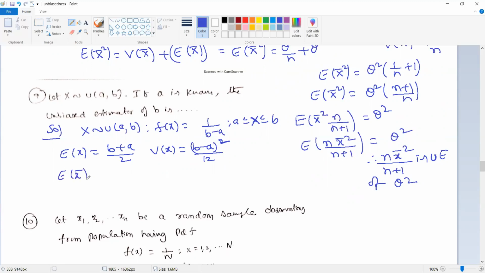Expectation of X bar is equal to... remember one point here. E of X equals (B plus A) by 2, where we use a function of sample observations. The suitable function is X bar. The E of X bar is equal to the expectation of summation Xi by n. After simplification, this value is also (B plus A) by 2. So E of X is the same as E of X bar. Remember this point here. Shortcut.